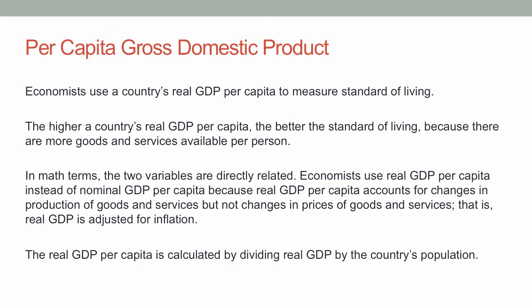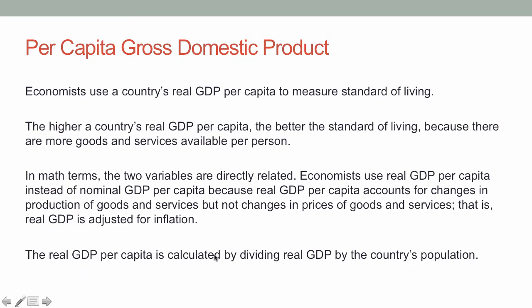In math terms, the two variables are related. Economists use real GDP per capita instead of nominal GDP per capita because real GDP per capita accounts for changes in production of goods, but not the changes in prices. Another way to say it is real GDP is adjusted for inflation. So when we compare dollars now, 2016, versus back in 1976, we can compare the same thing. We're taking inflation into account.